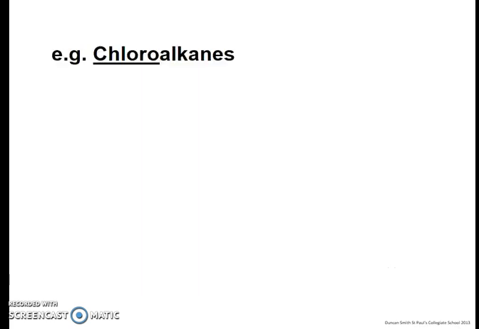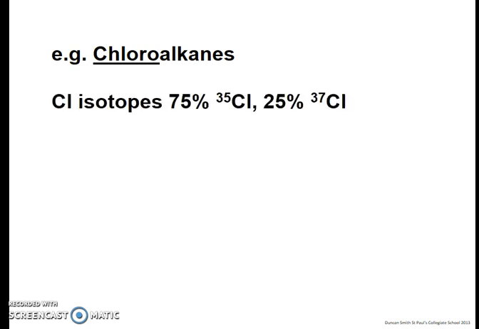With chloroalkanes, you get a similar kind of pattern. But in the case of chlorine, the two isotopes are present at 75% and 25% relative abundances. So 75% of all the chlorine is present as chlorine 35, and 25% is present as chlorine 37. What that means is that one isotope will be present at 3 times the rate of the other. So you will always end up with a pair of peaks, again 2 units apart, but the one on the left with the slightly lower mass will be 3 times as high as the one on the right.